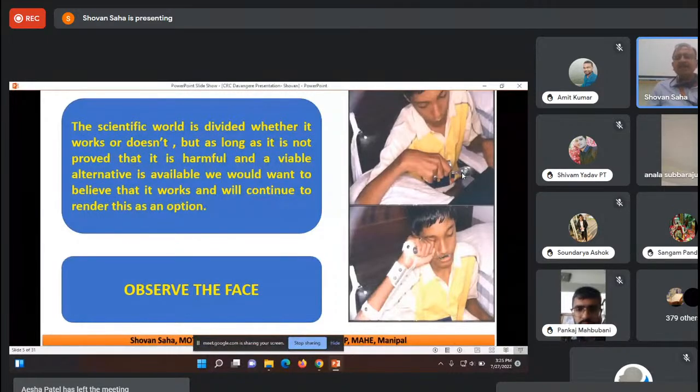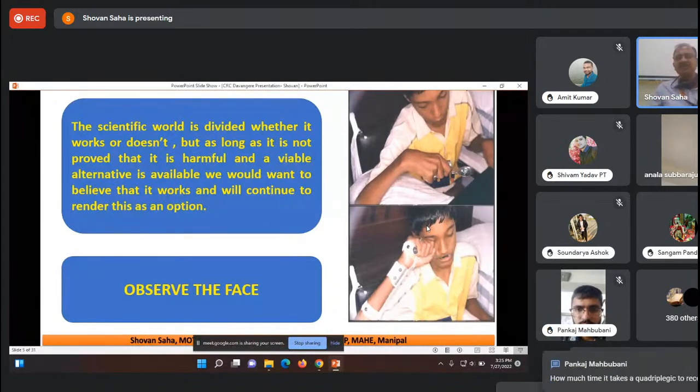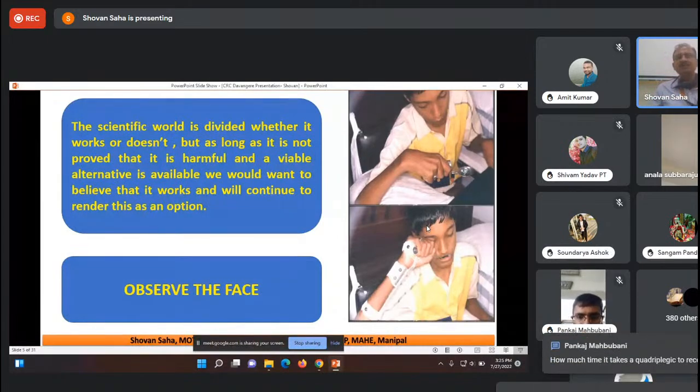Okay. In the next 45 minutes, so these two pictures are at a gap of 45 minutes. Okay, so this is the power of these interventions. Now, how can we refute this image, these possibilities?